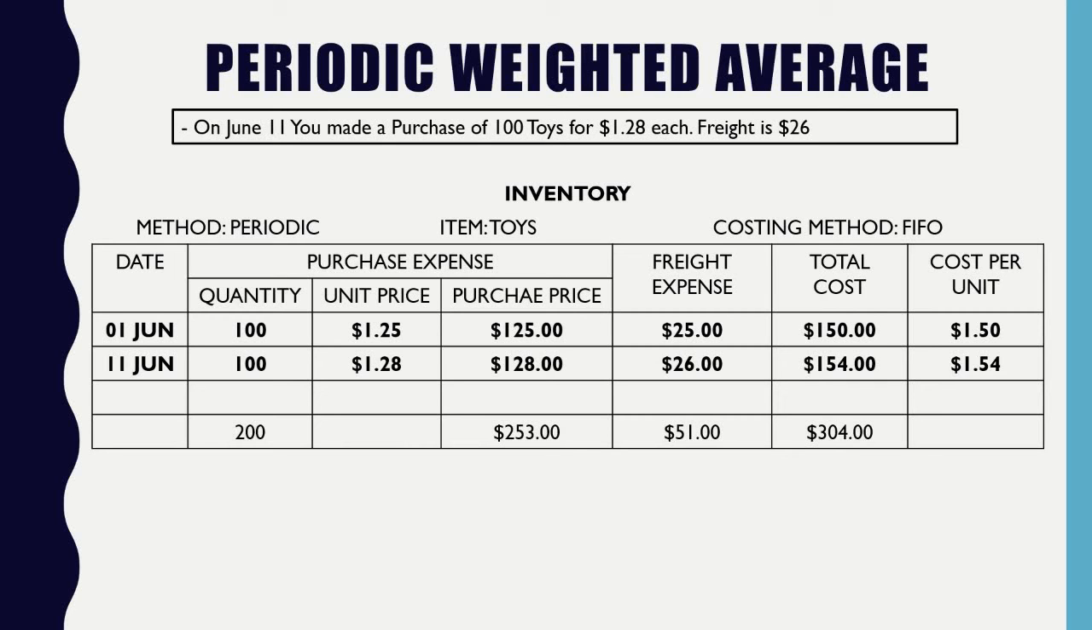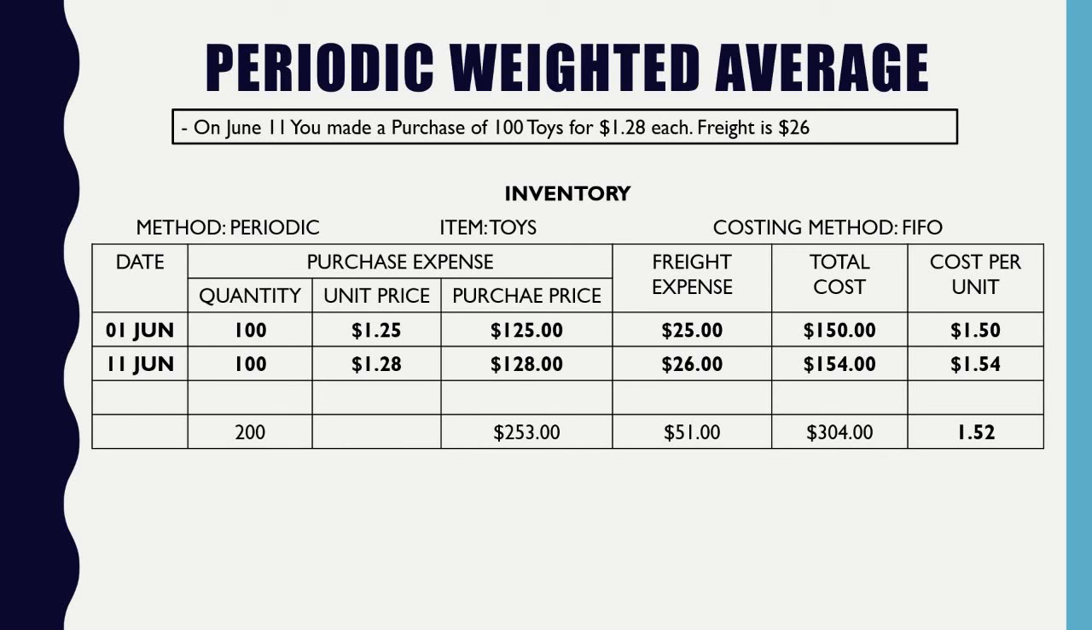Now this step is very important, because this time I'm dealing with 200 items costing me a total of $304. Because I'm using weighted average, in this empty column I have under cost per item, I'm going to calculate what 304 divided by 200 is. And here I get an average cost of $1.52.